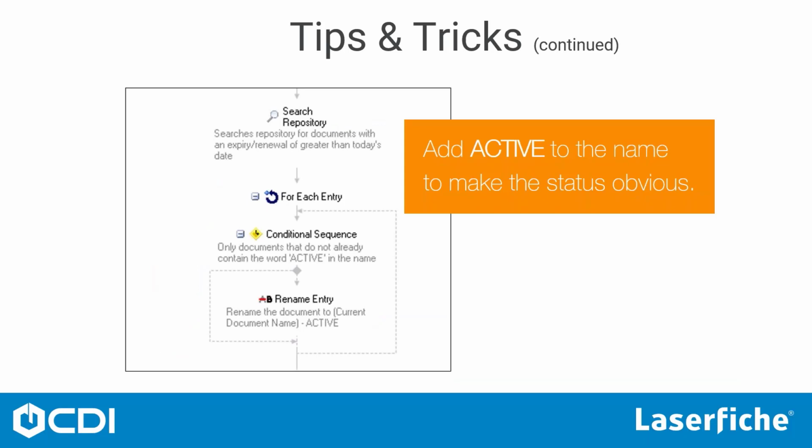You can also leverage workflow to add "active" to document names automatically. So as your contract is progressing through the system, workflow can automatically append and update the name based on the stage of the workflow that it's at. So we've seen a lot of workflows add the word active to the contract so that when you're navigating through the folder, you can easily see what's active, what's still pending, if you've got everything stored in the same folder.